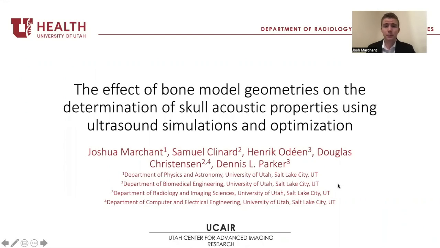Hi, my name is Josh Marchant, and today I'll be presenting on the effect of bone model geometries on the determination of skull acoustic properties using ultrasound simulations and optimization.